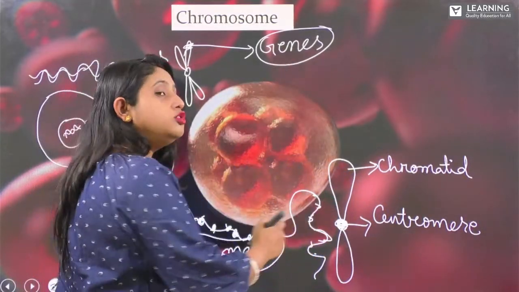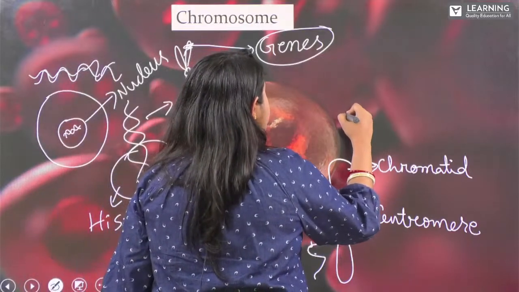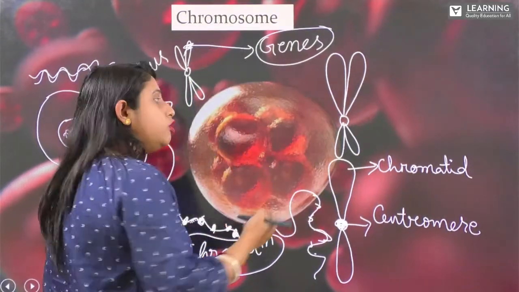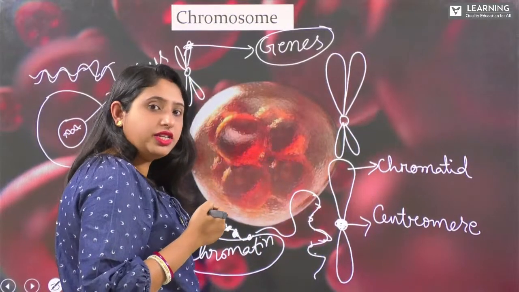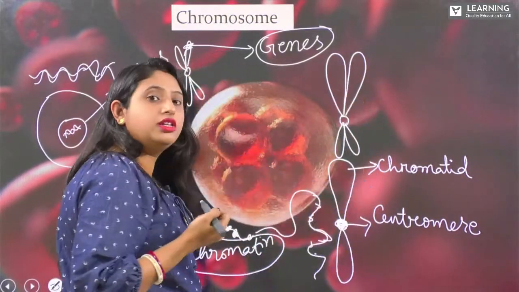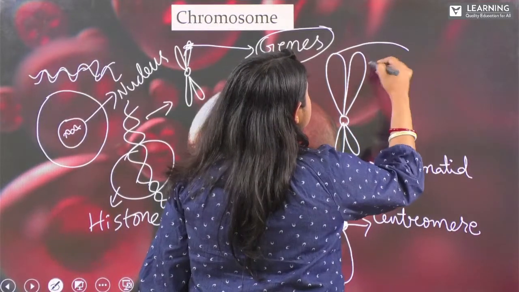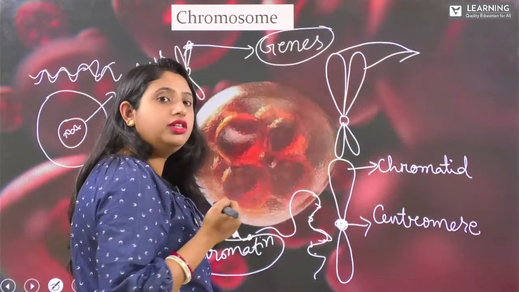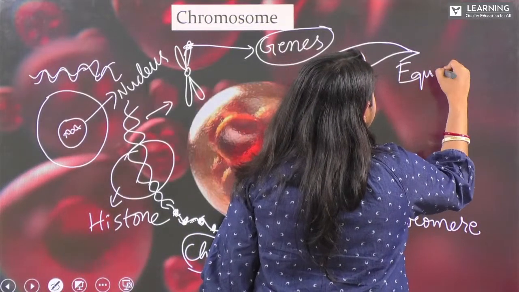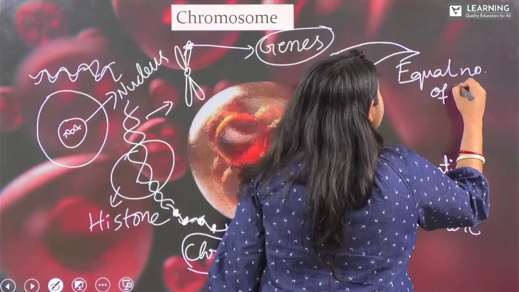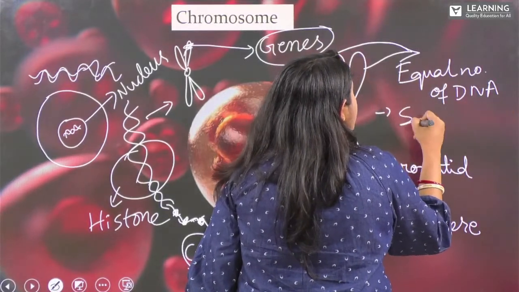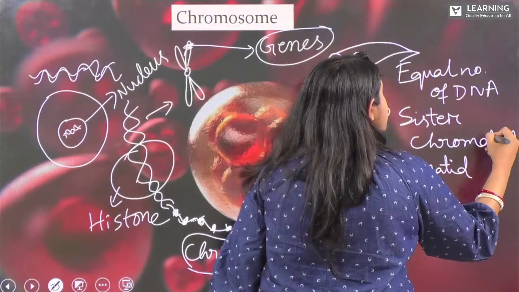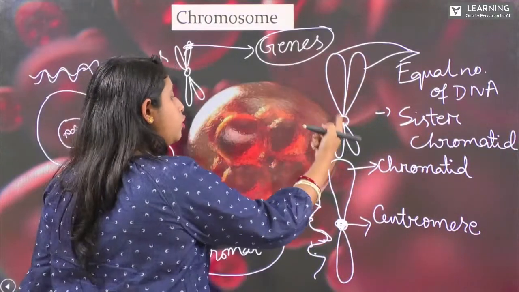Now when the chromosome replicates, during the process of replication, we will see another chromosome here. That is, replication has taken place. These two chromatids have an equal amount of DNA, and they are known as sister chromatids. Clear? So this is how the chromosome looks.